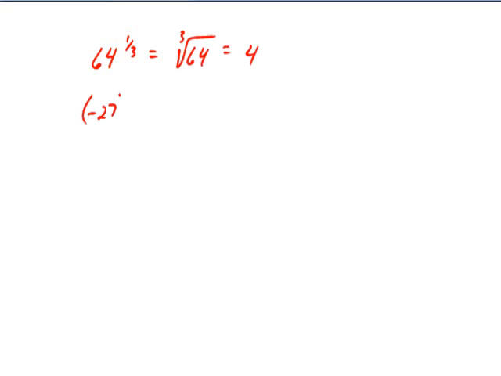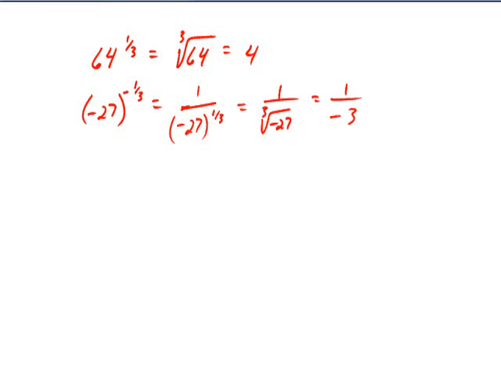Another example, negative 27 to the negative 1/3 power. Pause the video and come back when you want to check your answer. In this problem, negative 27 is in the radical. Actually, before I do that, let me use the negative exponent rule to rewrite this as 1 over negative 27 to the positive 1/3 power, so I got rid of the negative exponent first. And then I can rewrite this as the cube root of negative 27. The cube root of negative 27 is negative 3, and so my final value is negative 1/3.